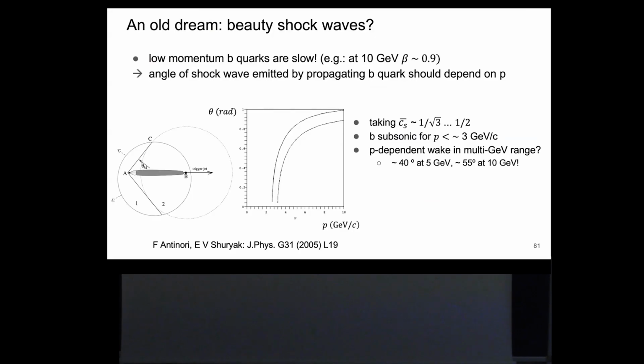The advantage with beauty is that beauty is heavy, so it's slow. And if you are ultra-relativistic, you cannot see this effect. You have to be away from the ultra-relativistic regime. That's the advantage of using a heavy quark. A truly heavy quark, let's say.